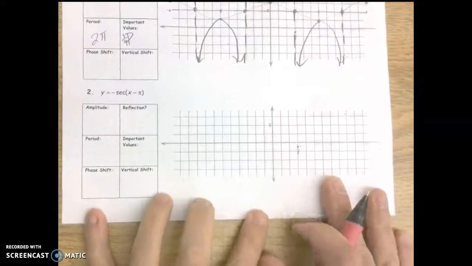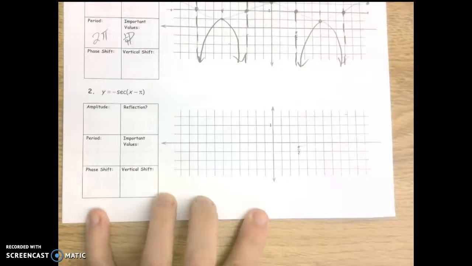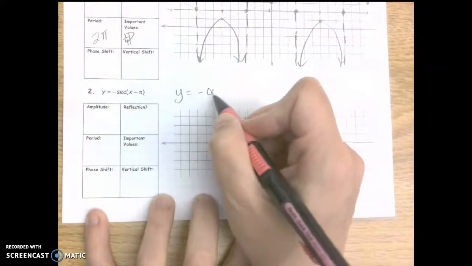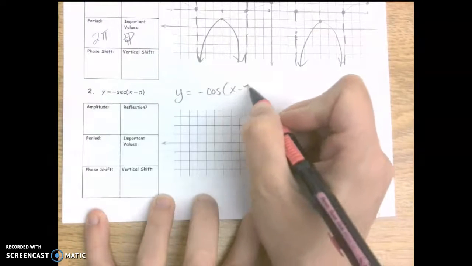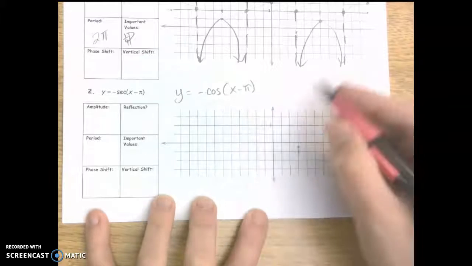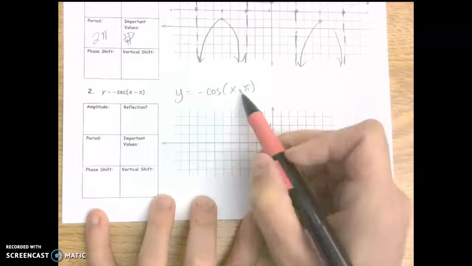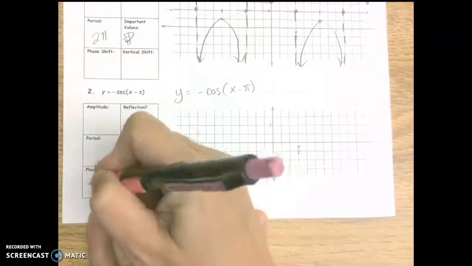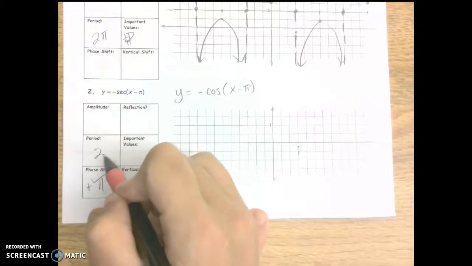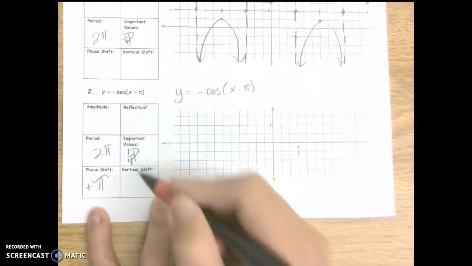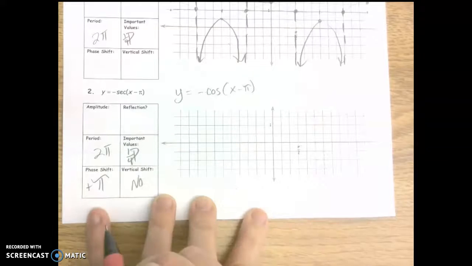All right, here's another one. Y equals negative secant of x minus pi. I'm going to graph y equals negative cosine of x minus pi. All right, so that's a negative cosine, meaning it's going to start at its minimum, and it has a phase shift of positive pi. The period here is 2 pi. Important values will be every quarter period, and there is no vertical shift.